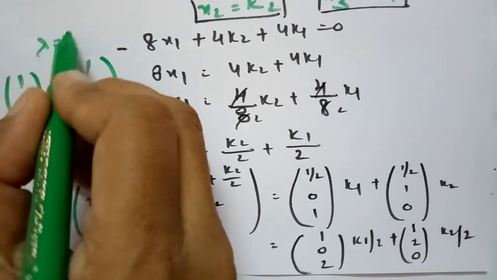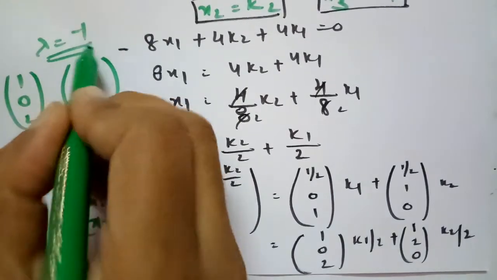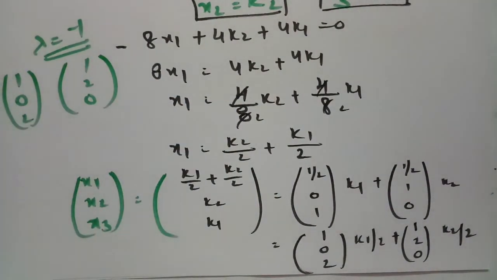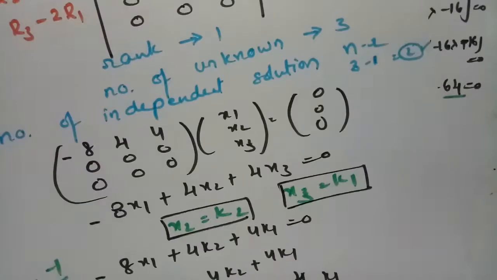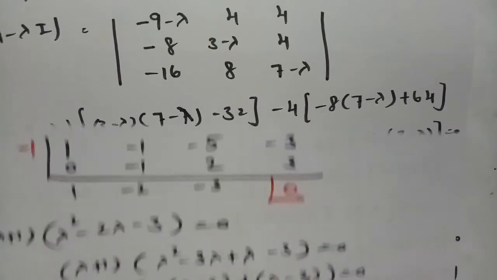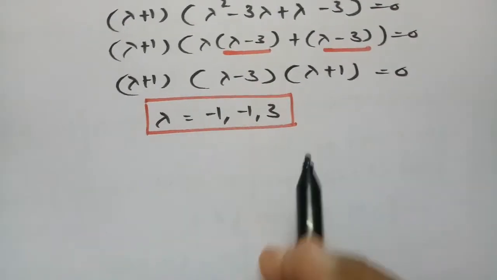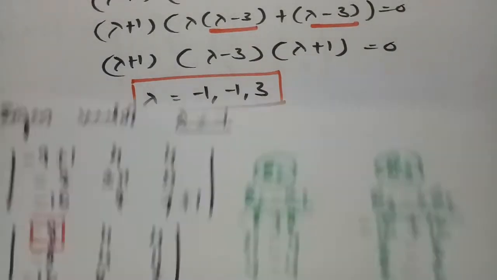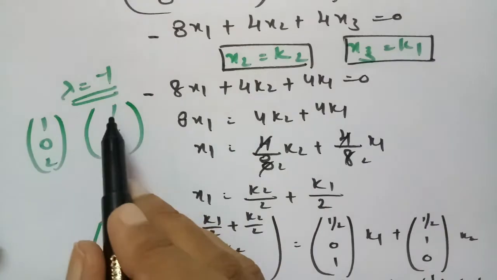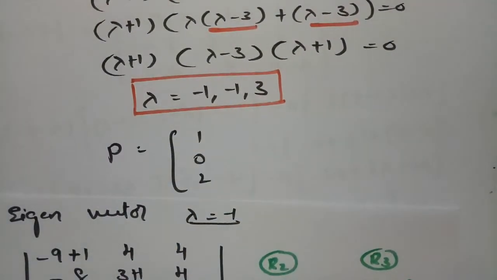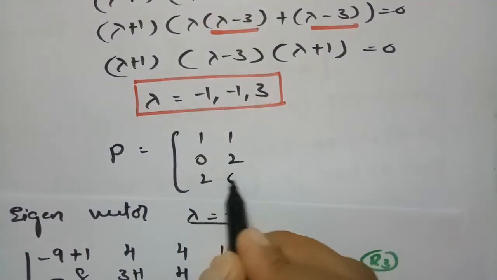So with respect to lambda is equal to, see here, this is minus 1. So these are the characteristic vectors with respect to lambda is equal to 1. So again, if you see, the next eigenvalue is lambda is equal to, for minus 1 I got, see here, I am writing the model matrix P. So what are these? 1, 0, 2 and 1, 2, 0. So this is 1, 0, 2 and this is 1, 2, 0.